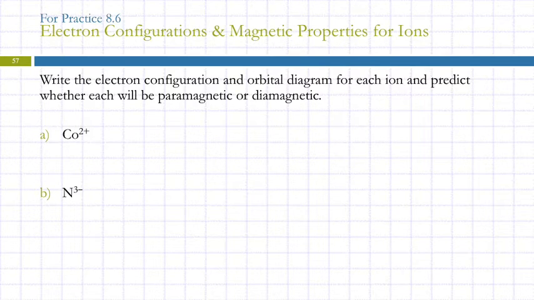Write the electron configuration and orbital diagram for each ion. Predict whether each will be paramagnetic or diamagnetic. Okay, so we've got the cobalt 2 ion. Cobalt comes after argon. So here's argon. And then what's the rest of the electron configuration?